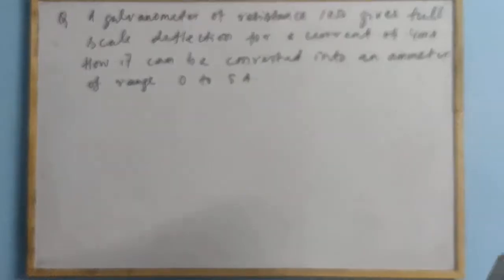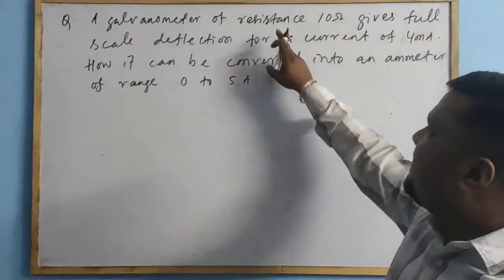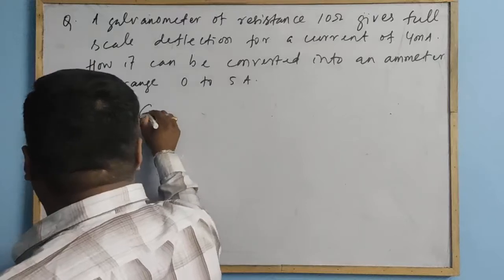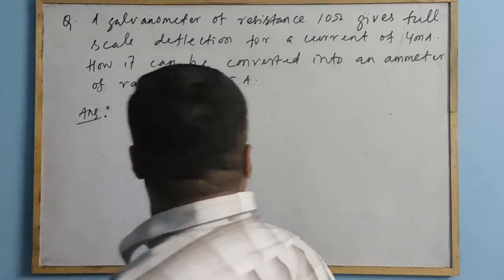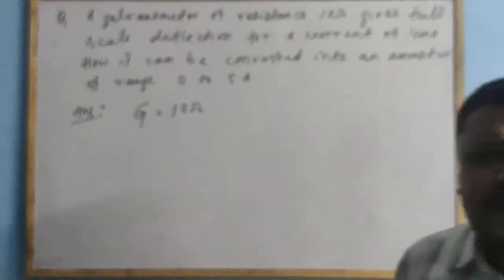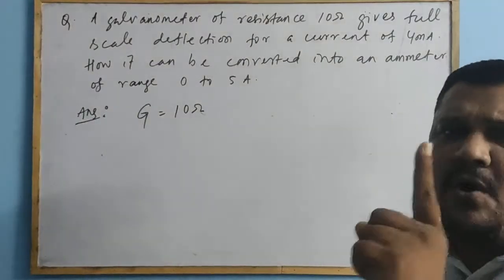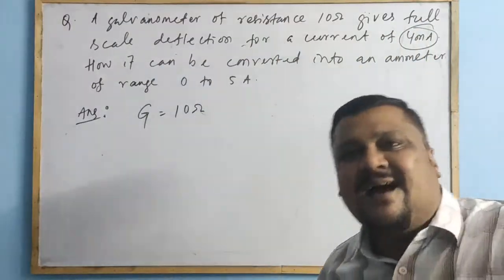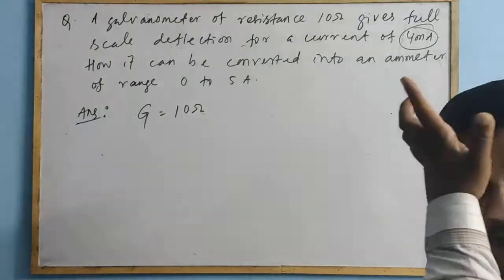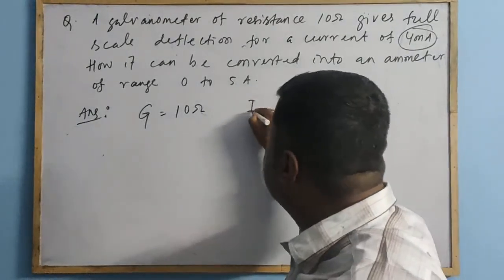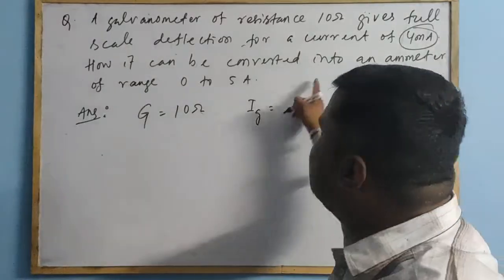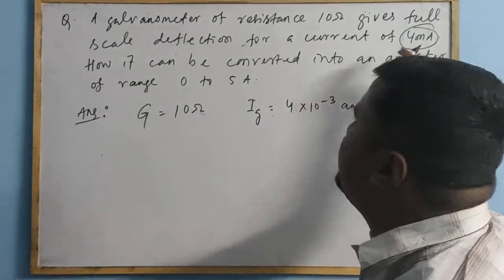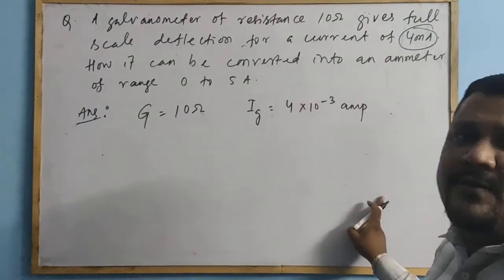So here, when this is given, remember one thing. A galvanometer of resistance 10 ohm. Generally we take capital G as the resistance of the galvanometer, 10 ohm. Gives full scale deflection means the galvanometer can take a maximum current of 4 milliampere. That is the meaning of full scale deflection. This is the current in the galvanometer, which you will consider as Ig. So Ig is given as 4 milli, meaning 10 to the power minus 3 ampere.